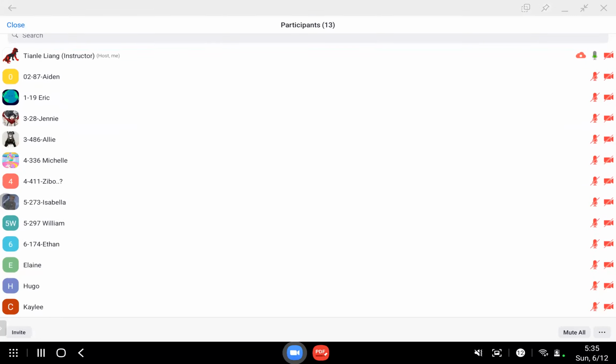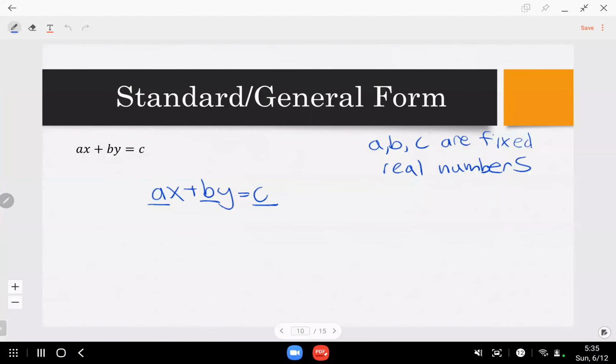All right, let me tell you. So the thing is, x and y are both multiplied by a real number. So what happens if you make one of them 0? Let's look at this. Make x 0. Then a and x are completely vanished, right? Then you're left with by is equal to c.